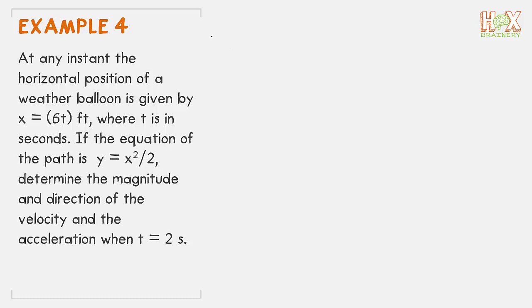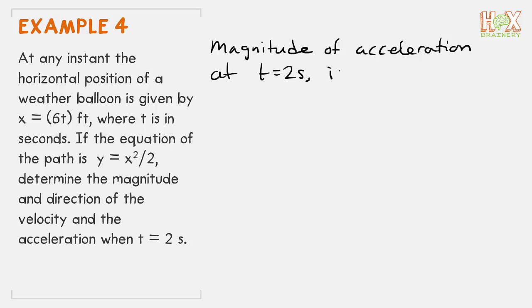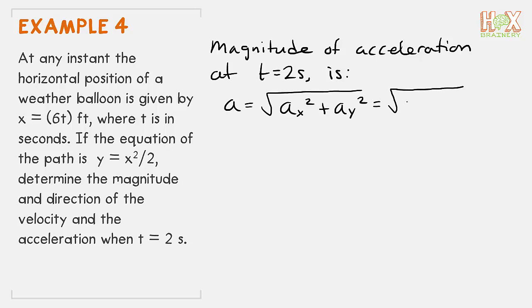All right, so now I'm going to finish up this problem by finding the magnitude and the direction of the acceleration. So the magnitude of acceleration at t equals 2 seconds is, I'll write down the formula here, and then we'll just plug those values in. Well, that one was just 0, and this other one was 36 squared. Well, we just get 36 feet per second squared. So that's the magnitude.